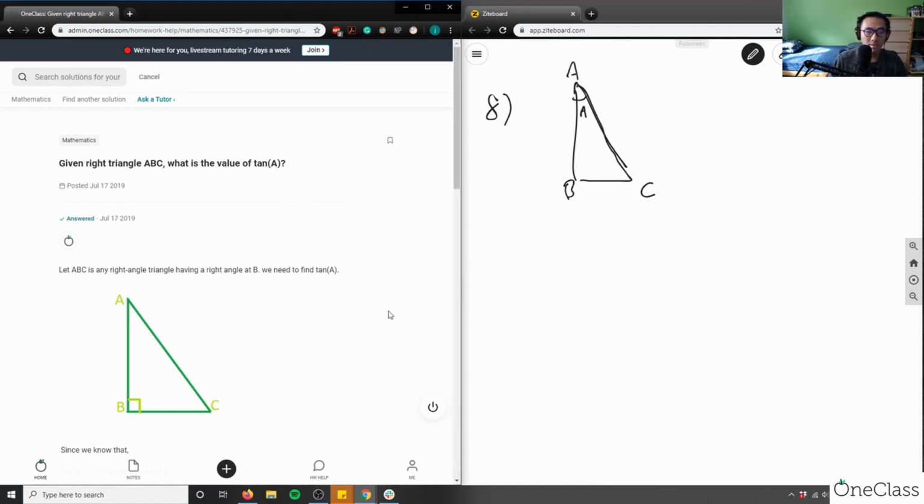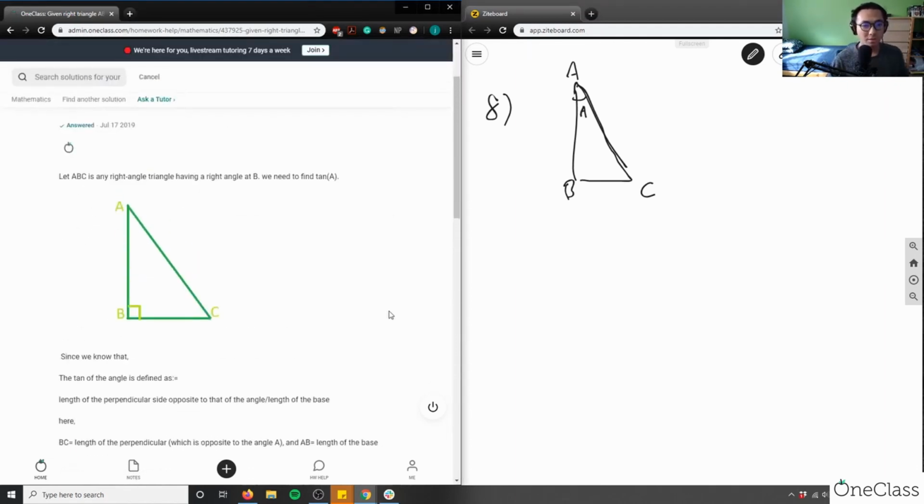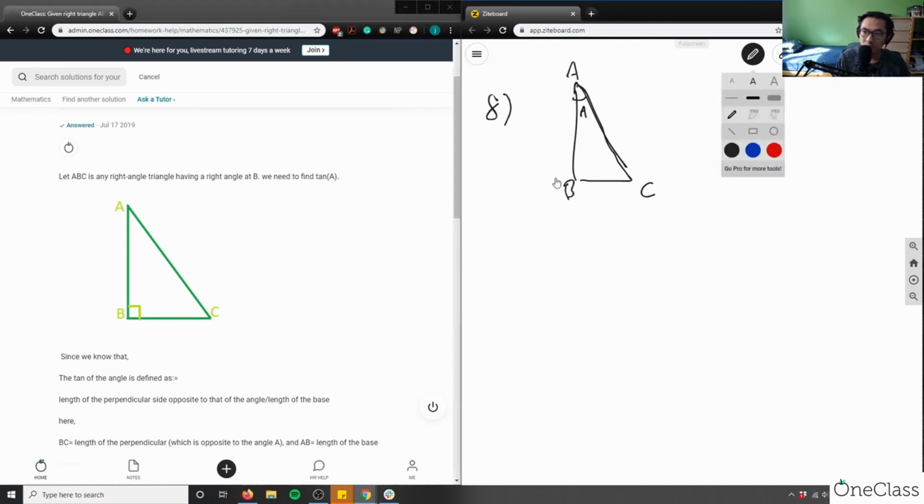Now we look at their solution here. I'll define these sides first. Again, from A to B, this is AB. I'm going to do this in blue. This is AB. From B to C is BC, and from A to C is AC. That's what you're familiar with here.